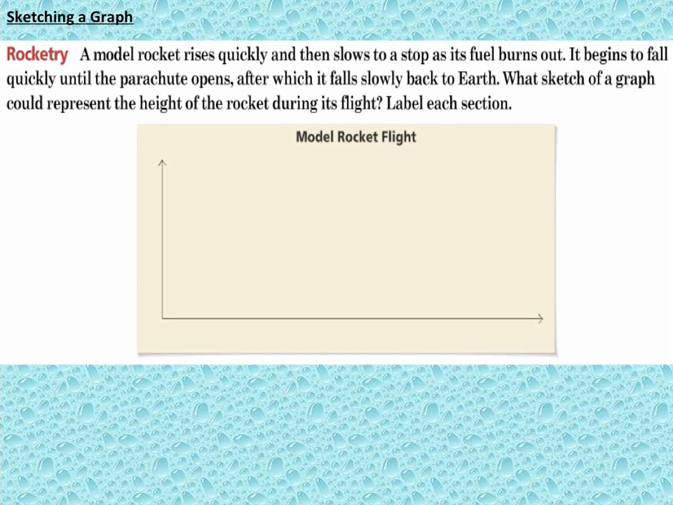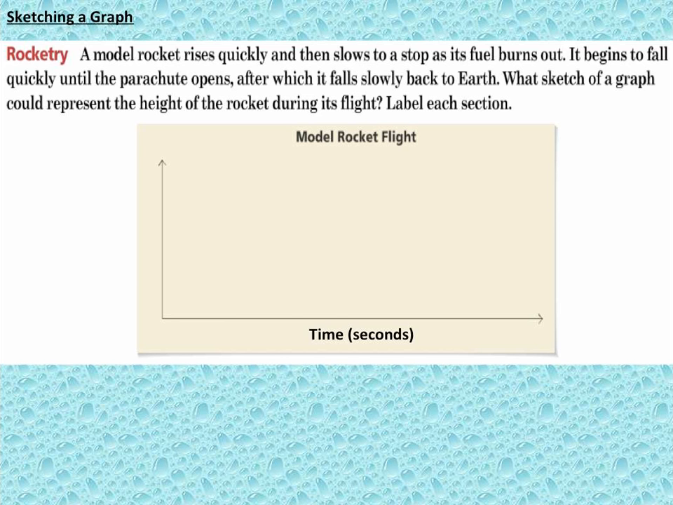All right, last thing. Model rocket rises quickly, then slows to a stop as it burns fuel. It begins to fall quickly until the parachute opens, after which it falls slowly back to the Earth. What sketch of a graph could represent the height of the rocket during its flight? Label each section. Okay, so at first it's going up quickly and then slowing to a stop.